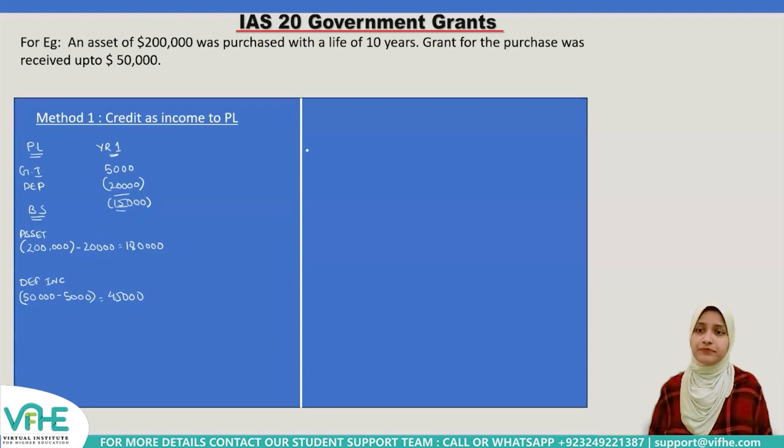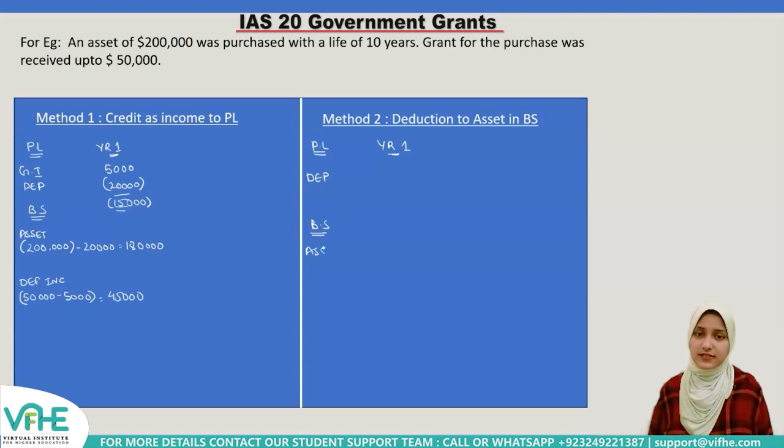Now let's see how we would do this in method 2. In method 2, where we treat it as a deduction from your balance sheet item, meaning your asset, how would you record it? I'm not going to record anything as grant income, but I'll be recording a depreciation only pertaining to this asset. Now in the balance sheet, how would this look?